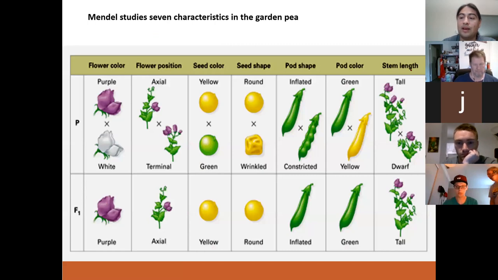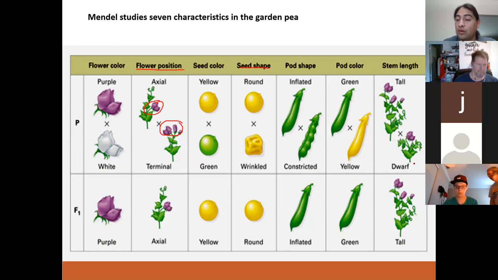So the idea is that he didn't only work on the color of the flower, but also on the flower position, which is axial or terminal. Axial means it's in the middle of the plant, or terminal at the end of the plant. He was working with the seed color, either yellow or green, the seed shape, either round or wrinkled, the pod shape, inflated or constricted, the pod color, green or yellow, and the stem length, which is tall or dwarf. So you see, he was working on a lot of traits at the same time and trying to make sense of what was going on.